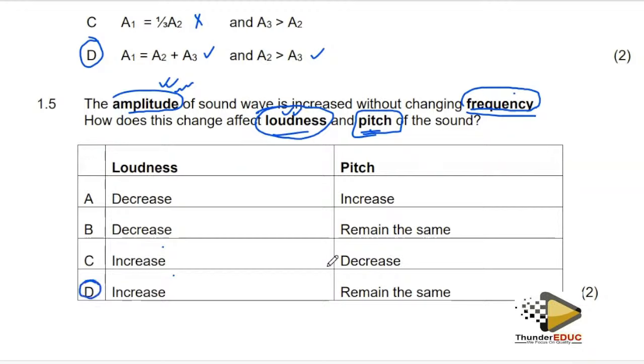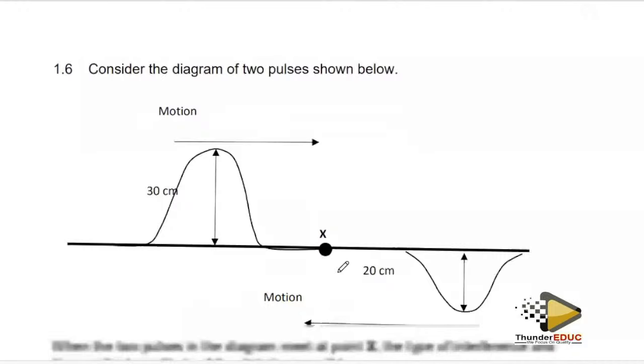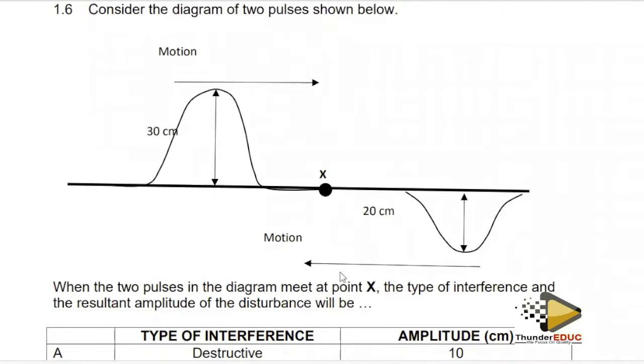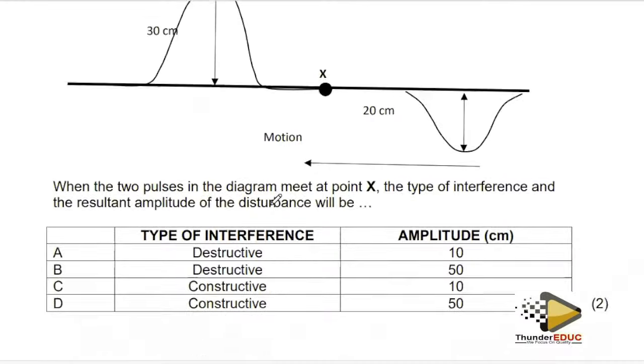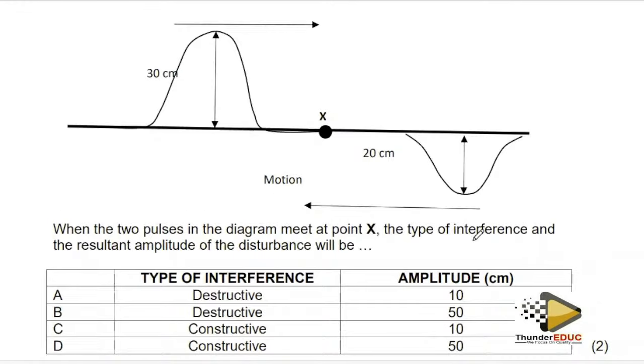Then 1.6, they are telling us to consider the diagram of two processes shown below. We're having an amplitude of 30 centimeters, amplitude of 20. The motion is in opposite directions. So when these two waves meet at X, what's going to happen? The type of interference. One thing we know about interference is that for as long as the waves are moving in the same direction, there's going to be superposition or constructive interference. But for as long as they're moving in opposite directions, there's going to be destructive interference. Since this is a 30 moving to the right, and this is a 20 moving to the left, when the two combine, it's going to be destructive interference, looking at A and B. But what will be the resultant amplitude? It's going to be a 10.